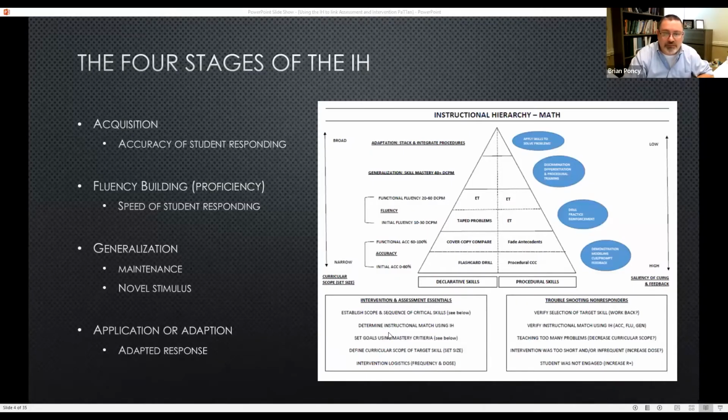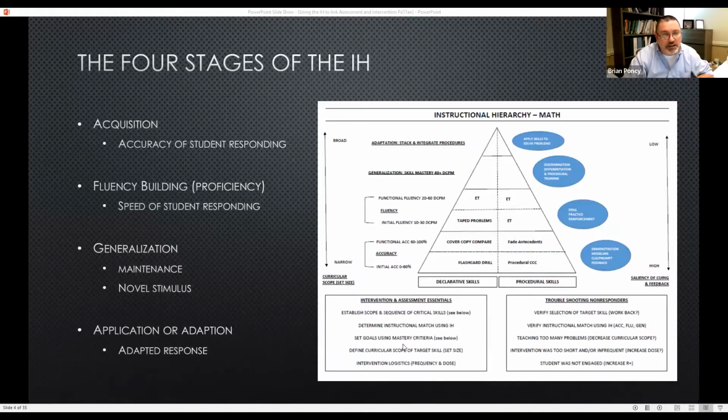Okay, down here I have intervention assessments and essentials, and then troubleshooting for non-responders. This is kind of a one-stop shop as far as a graphic organizer goes. So the intervention and assessment essentials is we need to establish a scope and sequence. We need to determine instructional match using instructional hierarchy. So is the child accurate or fluent, or are we having a generalization issue? You need to set goals using mastery criteria.